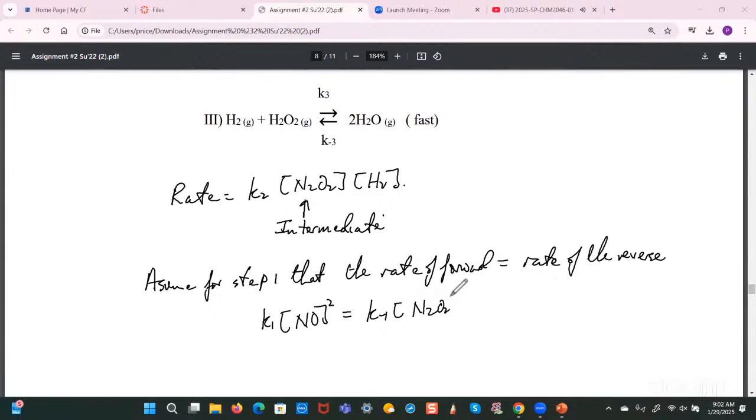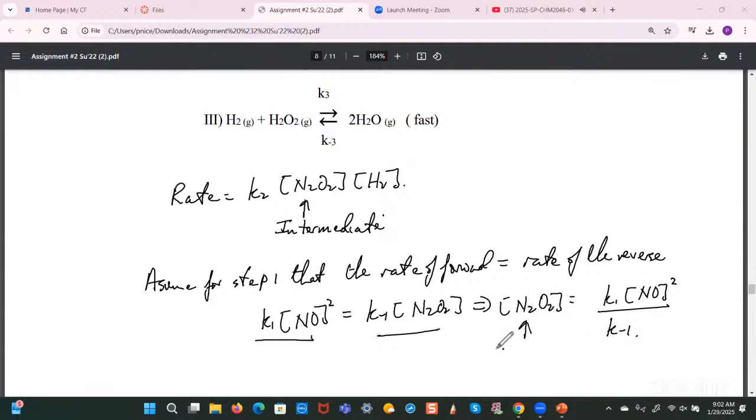All right? This is for the forward reaction. This is for the reverse reaction, right? So we're assuming that the rate of the forward reaction for the first step is equal to the rate of the reverse reaction for that step. And then what I'm going to do now is rearrange this to get an expression for the concentration of the intermediate, N2O2, and that will be equal to K1 times the concentration of NO squared divided by K minus 1, right? So this would be, as I said before, the intermediate.